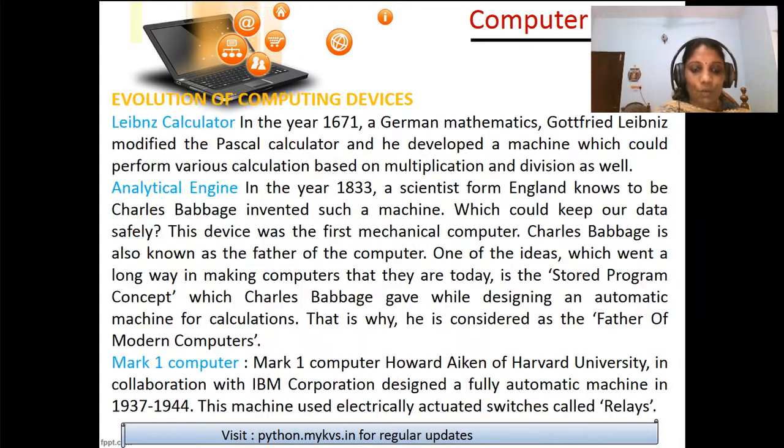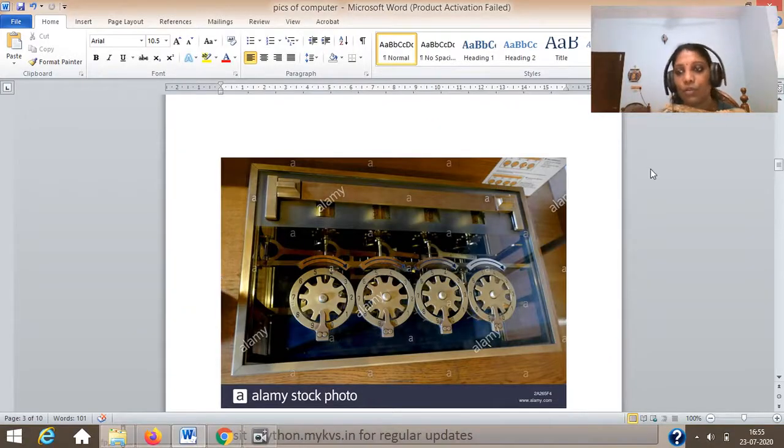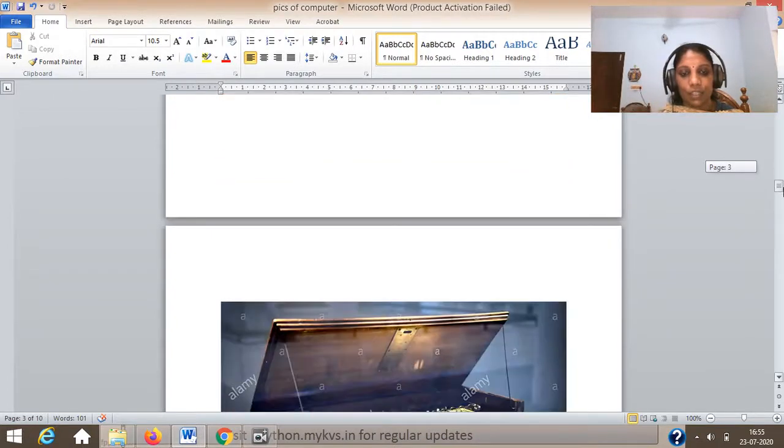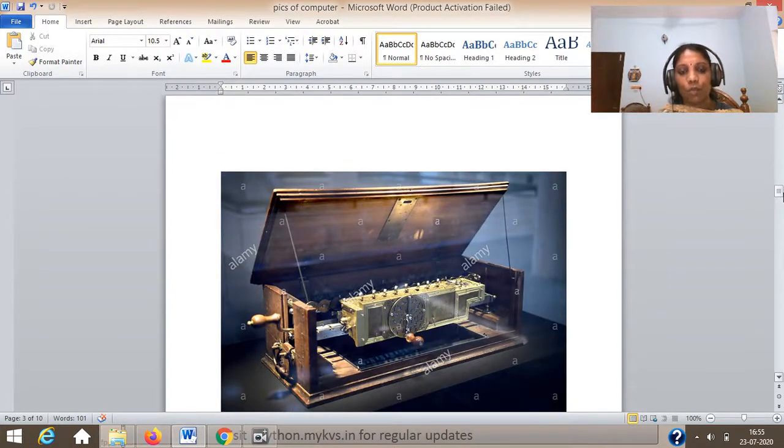So Pascal's calculator was invented. Soon after that, the next one was Leibniz's calculator, another mathematician, whose full name is Gottfried Leibniz. He modified the Pascal calculator and developed a machine which could perform various calculations based on multiplication and division, as well as addition and subtraction. That means several calculations were possible at a time. Let's see the picture of it, and this is how it looks.